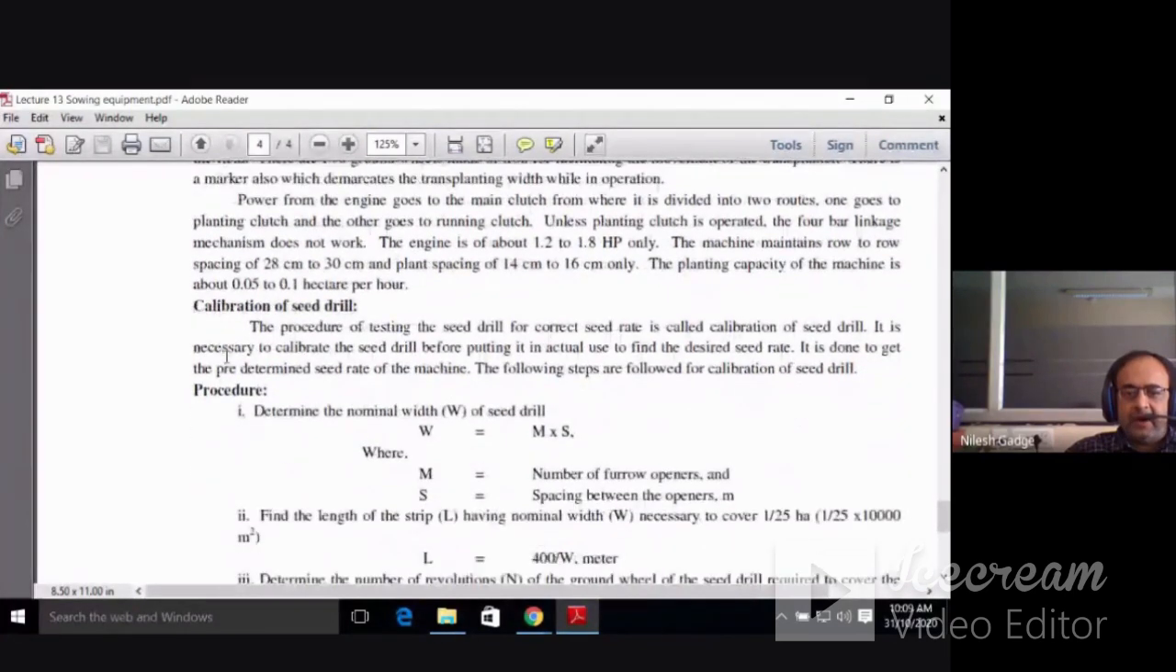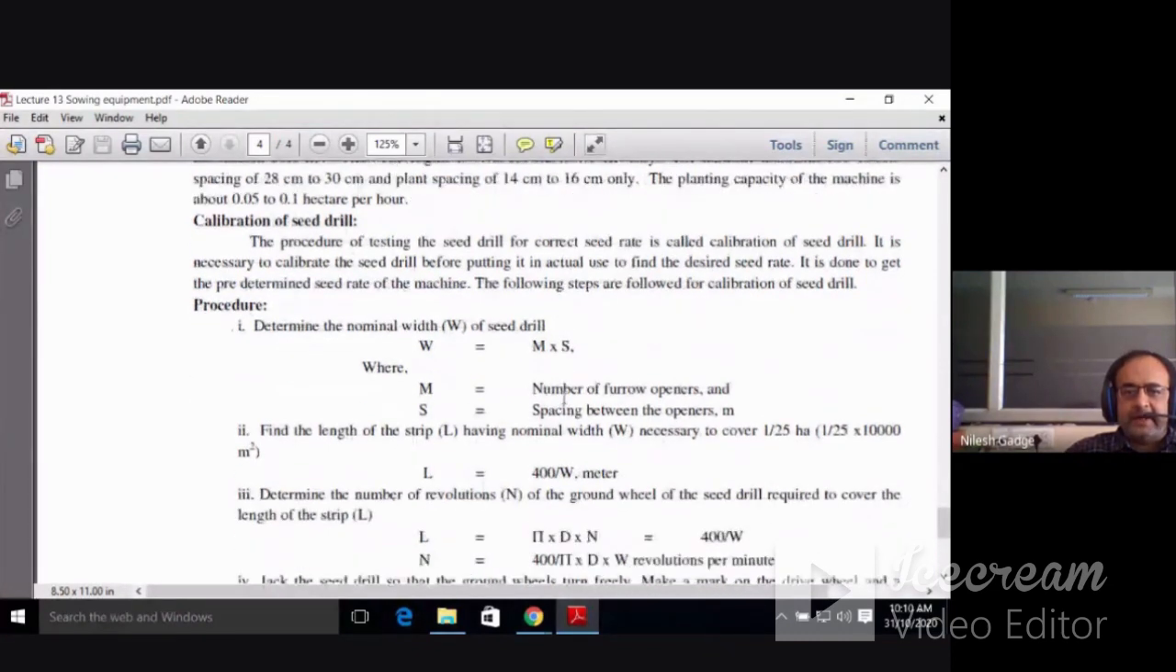I will again explain the calibration of the seed drill if you don't understand that. There is the definition: the procedure of testing the seed drill for the correct seed rate is called calibration of the seed drill. It is necessary to calibrate the seed drill before putting it in actual use to find the desired seed rate. It is done to get the predetermined seed rate of the machine. There are some steps or procedures for calibrating a seed drill.